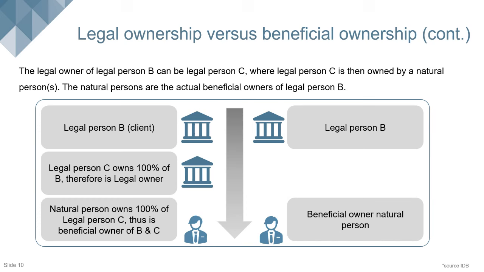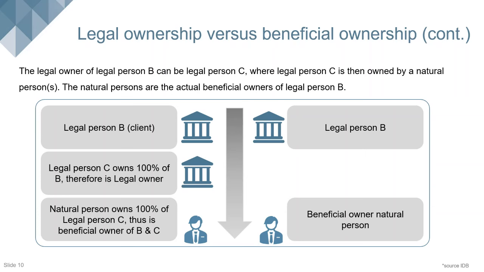So for example, we've included this example here. Legal person B is your client and legal person C, which is a company, is 100% owner of legal person B. And legal person C, therefore, is the legal owner of your client, but cannot be your beneficial owner because, as I've mentioned previously, a beneficial owner is always a natural person. It's always a warm body. You can have more than one natural person as a beneficial owner, but you cannot have a legal person as a beneficial owner.